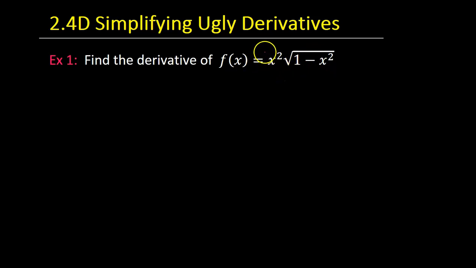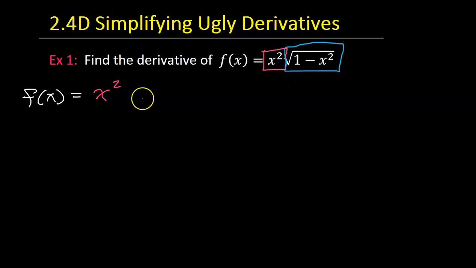Let's start with the product rule by looking at this function as x squared times the square root of 1 minus x squared. Before we get started though, let's just rewrite one small detail. So I'm going to keep the x squared, but instead of writing the square root of 1 minus x squared, let's go ahead and rewrite that as 1 minus x squared to the 1/2 power.